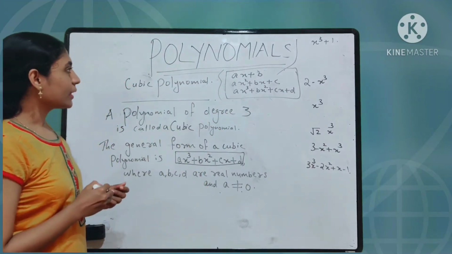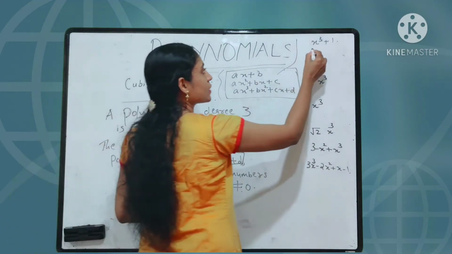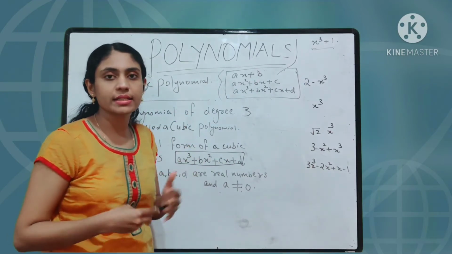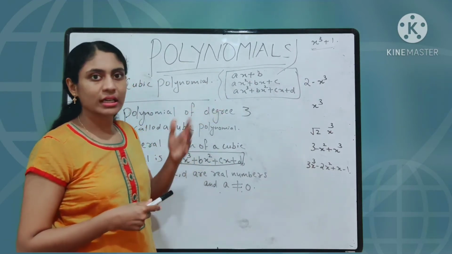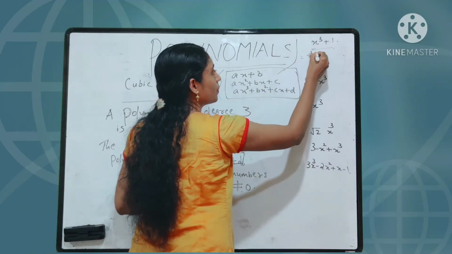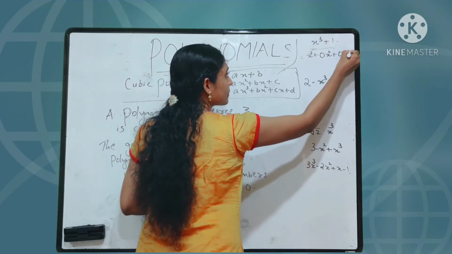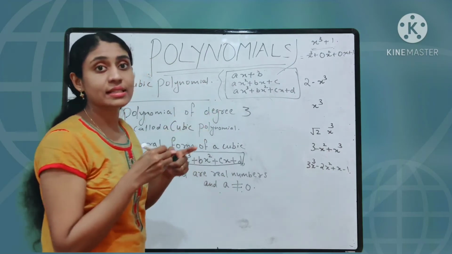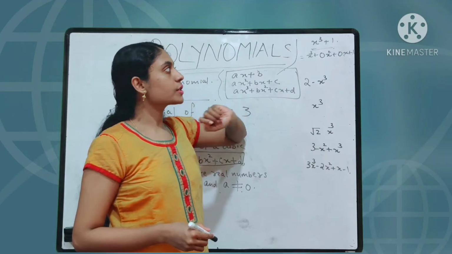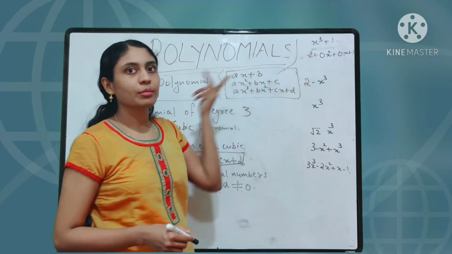Okay. Now, for examples of cubic polynomials, we can consider these examples. What about x cube plus 1? In x cube plus 1, where are the x square term and x term? There are no terms of x square and x, right? That means x cube plus 1 can be written as x cube plus 0x square plus 0x plus 1, right? Here the x square and x terms are 0. So x cube plus 1 is an example of a cubic polynomial because it is a polynomial in the variable x of degree 3.